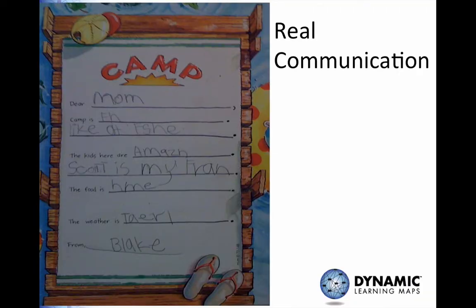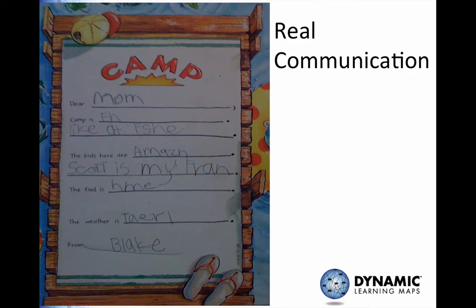When students write about what they know and care about to audiences they know and care about, writing quality often improves. Blake's teacher provided a simple frame for him to think about what he was enjoying at camp to explain to his mother how his week was going.